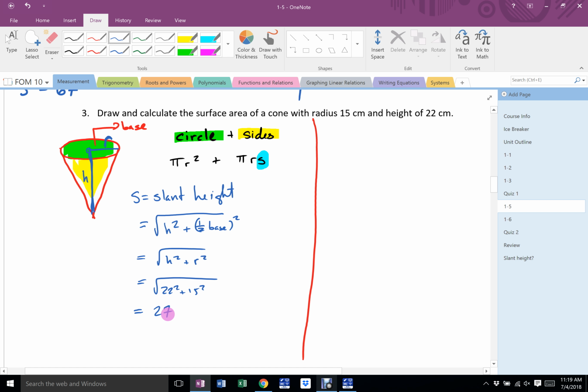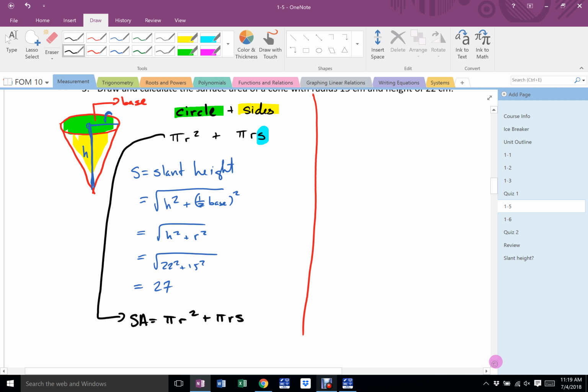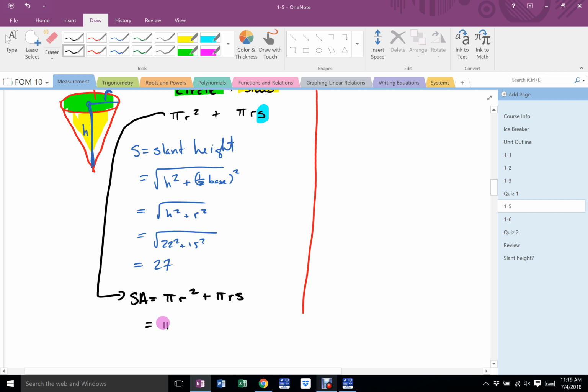27. So now, do I have an R and an S? Yeah. So can I do this? Yeah. Surface area equals pi r squared plus pi r s. And I just put my numbers in. Pi times 15 squared plus pi times 15 times 27.